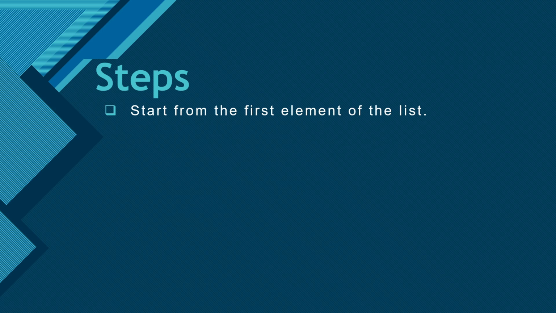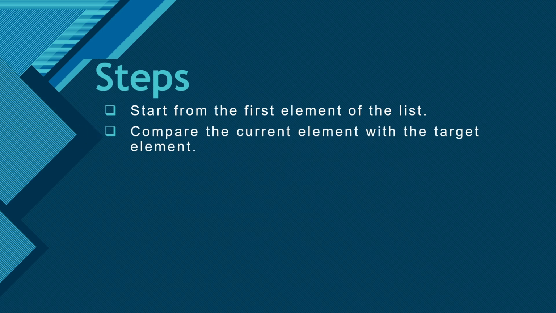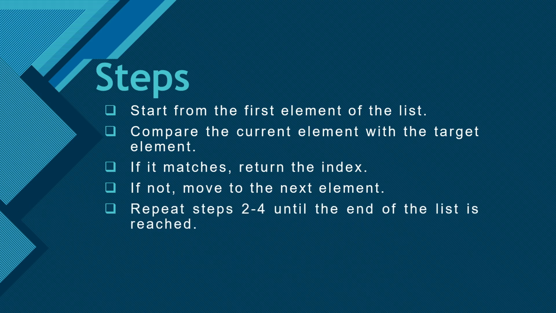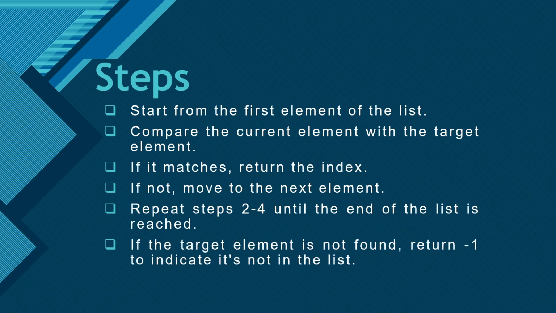1. Start from the first element of the list. 2. Compare the current element with the target element. 3. If it matches, return the index. 4. If not, move to the next element. 5. Repeat steps 2 to 4 until the end of the list is reached. 6. If the target element is not found, return -1 to indicate it's not in the list.